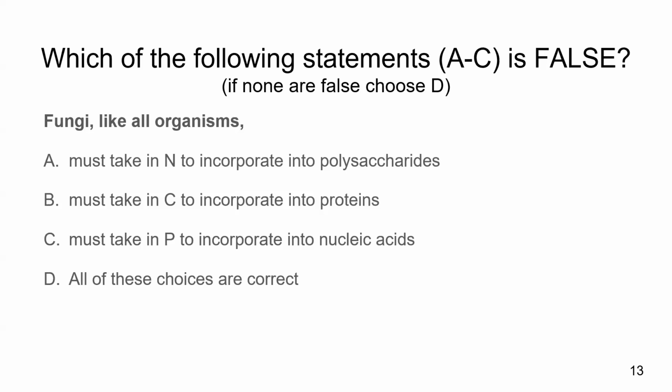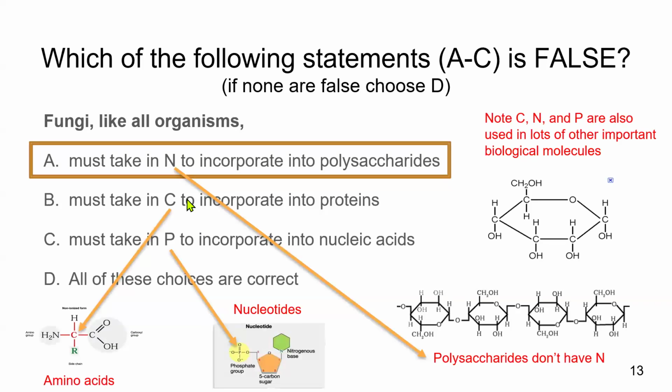20% are saying A, 69% are saying D. Nice work, 20%. You are correct. You remembered that nitrogen is not a part of polysaccharides. Polysaccharides are just made up of carbons, hydrogens, and oxygens. And so this is a bit of a quote unquote trick question.